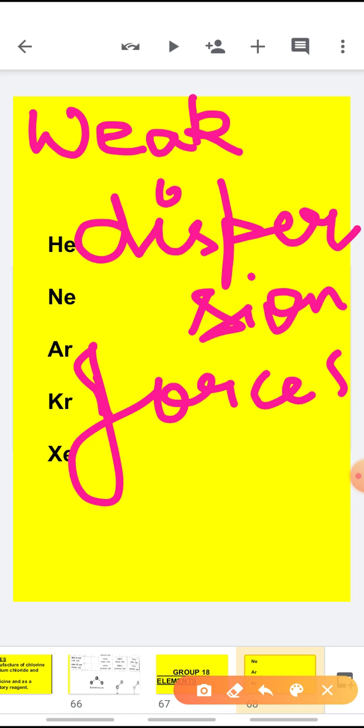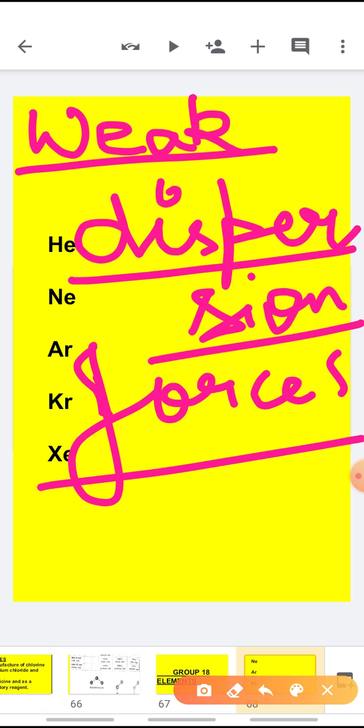Now a question is there: why are the elements of group 18 known as noble gases? Because they do not react with any other substance as their outermost shell is completely filled. Another question is there: noble gases have very low boiling points. Why? Because of the existence of only one type of interactive force, that is weak dispersion forces. Therefore, these liquefy at very low temperature and have low boiling points.